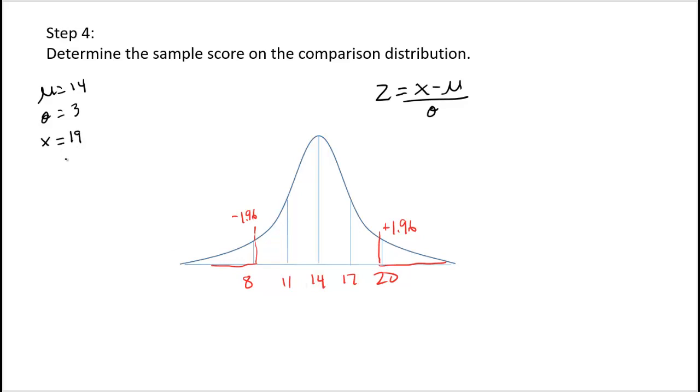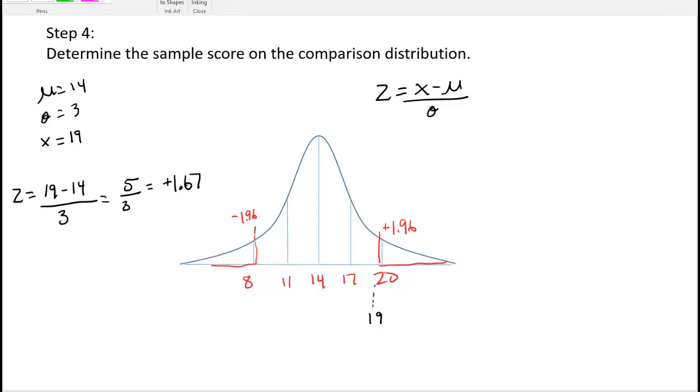We plug our information into our z formula, and we get Z is equal to 19 minus 14 divided by 3, which is equal to 5 divided by 3, which is equal to positive 1.67. I rounded a little bit. So our sample's z-score of 19 months, and I'm just going to kind of maybe draw that in here, 19 months has a z-score of positive 1.67. Let me draw that in green.